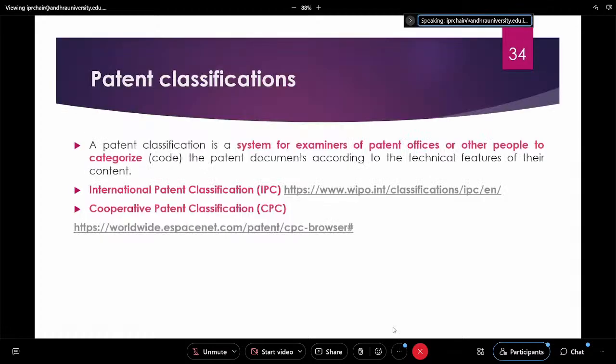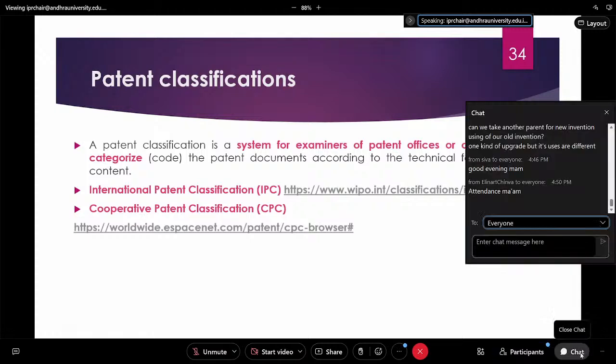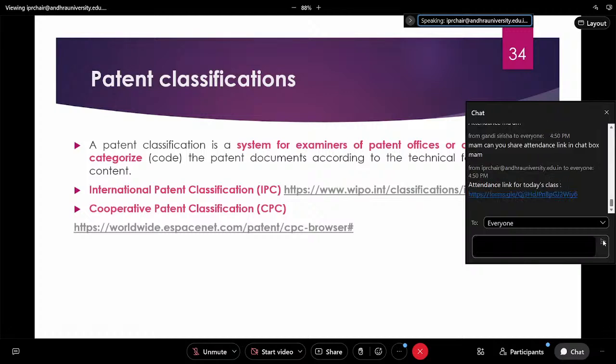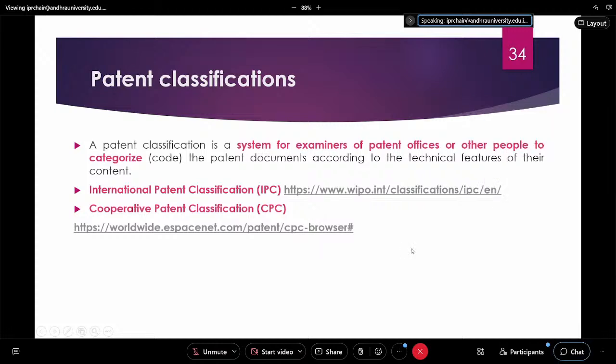Now there is something called patent classification. A patent classification is a system for examiners, patent officers or other people to categorize patent documents according to their technical features. So if the patent application belongs to chemistry or to physics, I guess for physics it will be G, for chemistry it will be C, like that. There are different classification systems. You can see on your screen, I have given you some patent classification list.